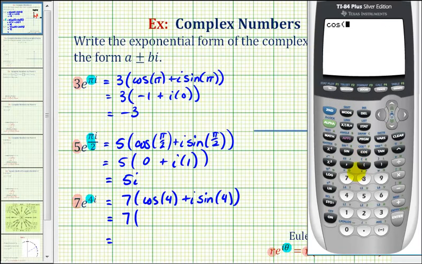So we want cosine 4 radians. This is approximately -0.6536. Let's go ahead and multiply this by 7 as well, because we are going to distribute. So a is going to be approximately -4.5755.